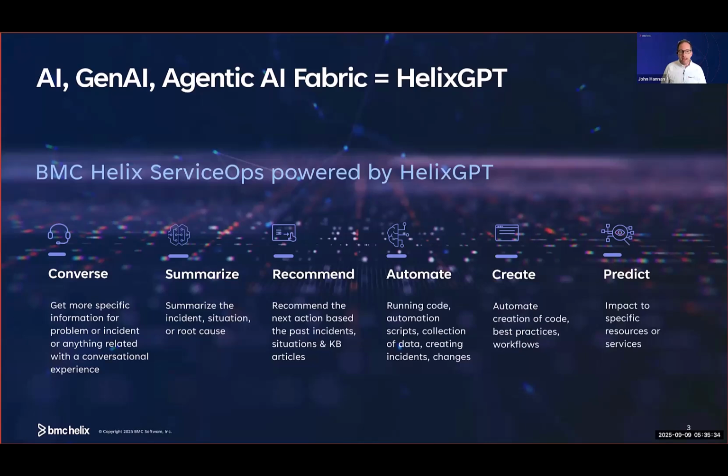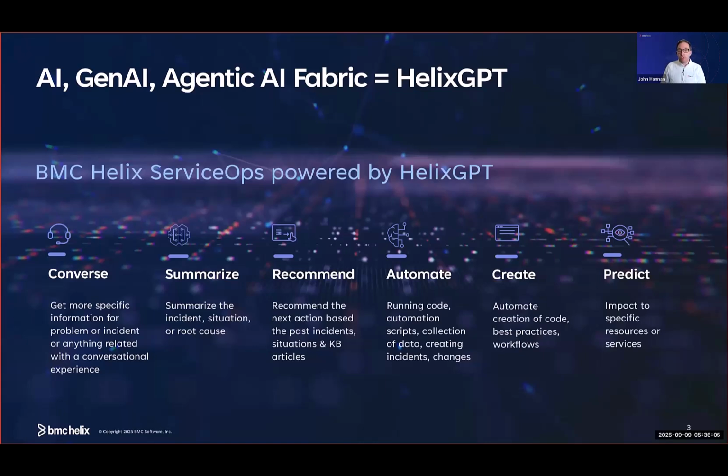The HelixGPT AI Fabric leverages agentic AI to deliver a fully connected, end-to-end service ops conversational experience. It enhances the user experience by allowing employees to ask questions like, what is my organization's vacation policy? And it provides real-time summaries to help desk agents and SREs. For example, it can explain that a banking application is slow due to a network switch dropping packets.